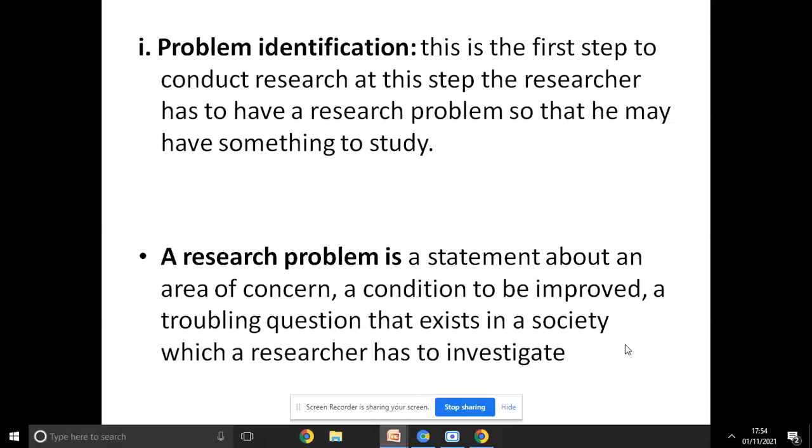This is the first step to conduct any research, and at this step, a researcher has to have a research problem so that he may have something to study. But the research problem itself is the statement about an area of concern, a condition to be improved, or any troubling question that exists in the society which a researcher has to investigate.